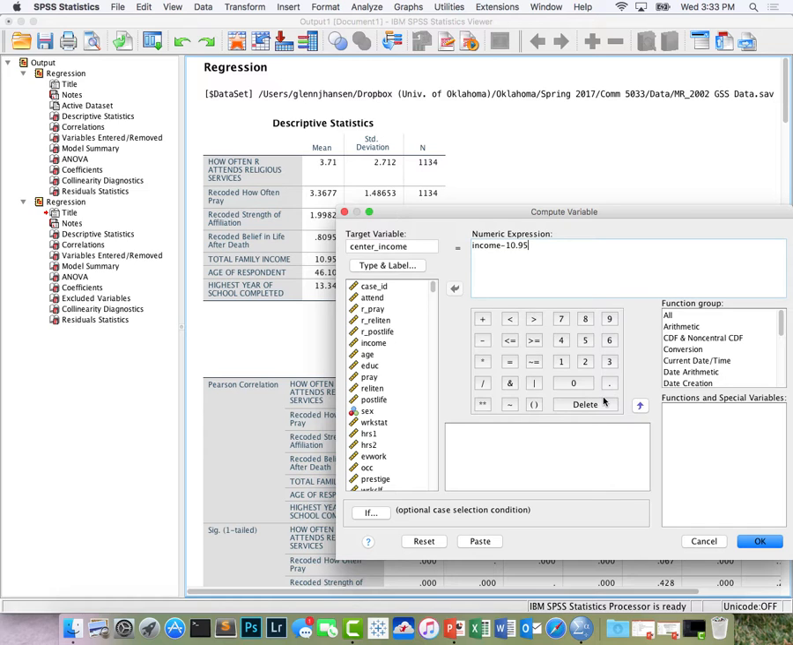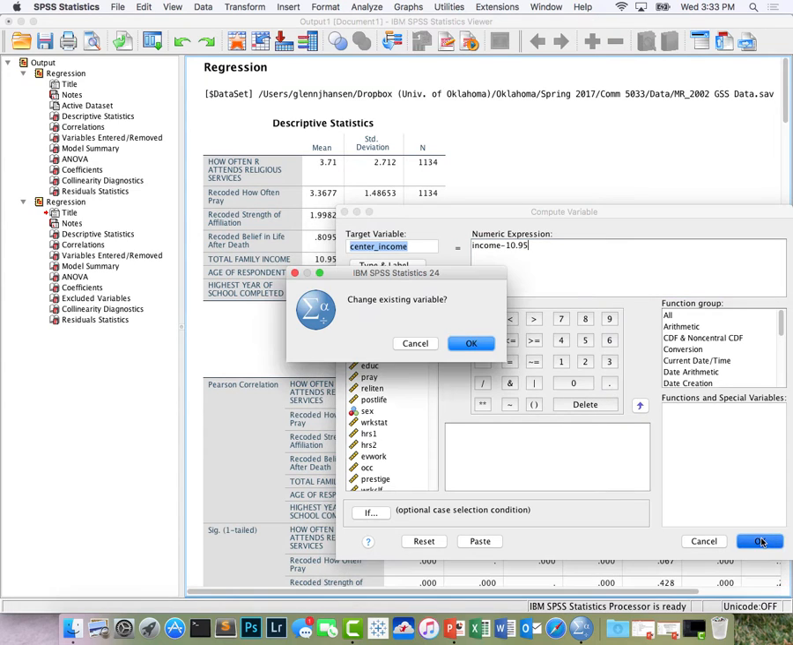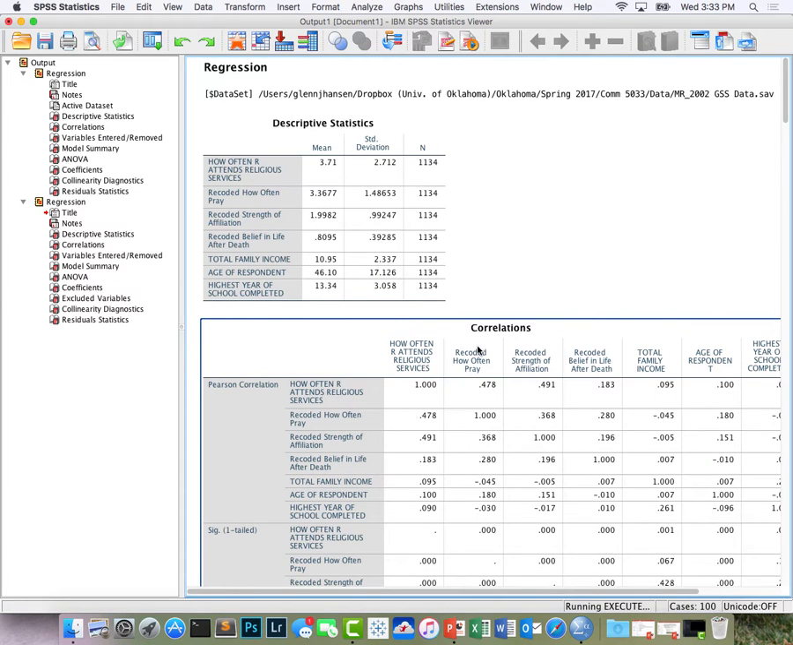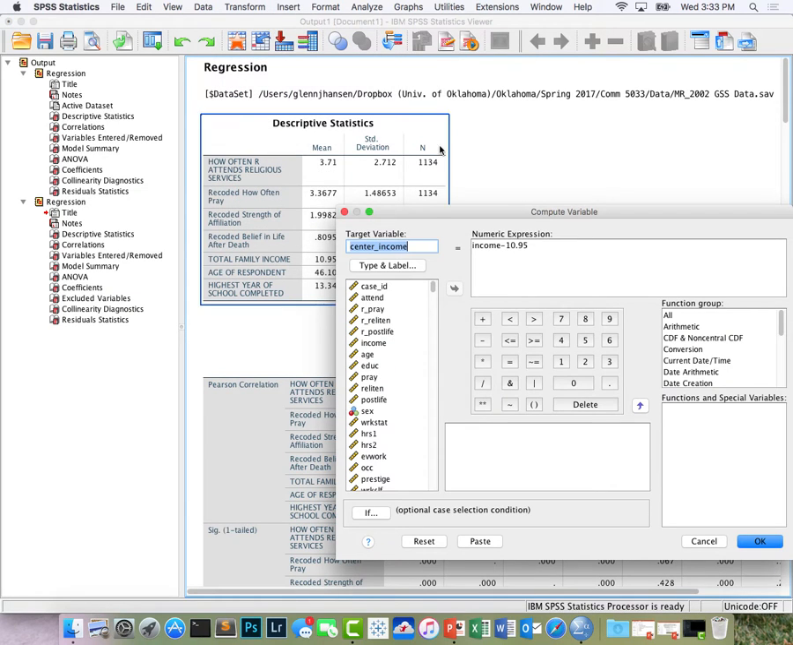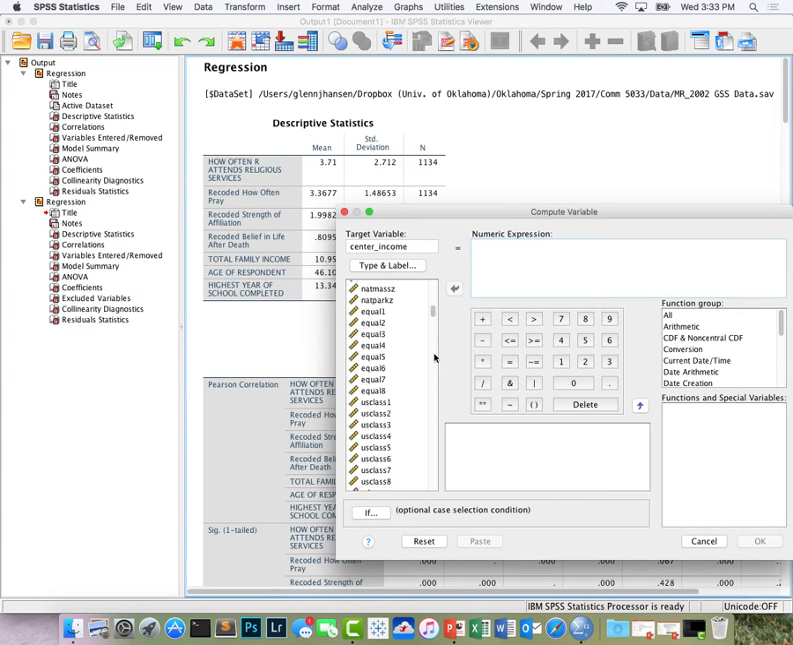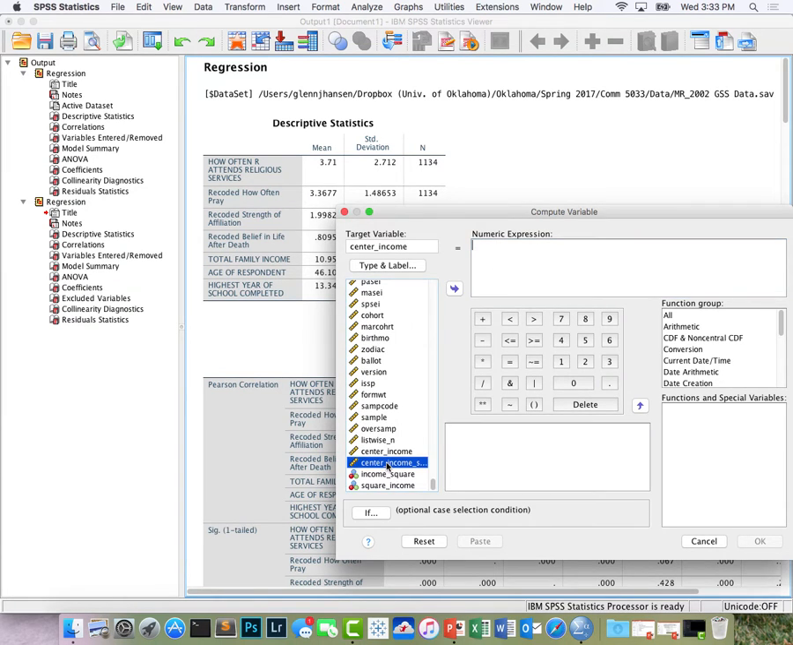And so I'm going to run this analysis. I've created that centered variable. And now what I'm going to do is another transformation and create the nonlinear term out of center income, and I'm going to do this.